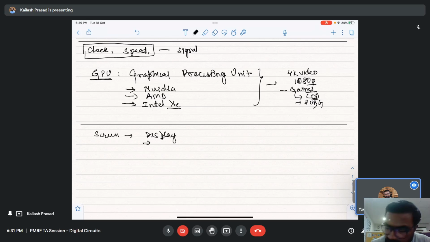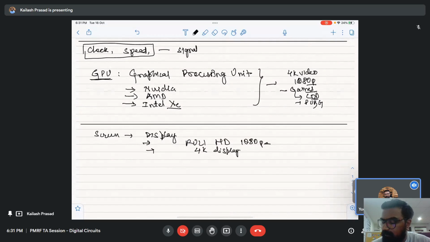If I see my screen, it has a full HD 1080p display. Similarly, there might be some laptop which has a 4K display, right? Who designed displays? One of the very famous companies, Samsung, right? Samsung designs displays, and there are various other companies who design displays. Okay, so these are some of the internal components which your laptop has.